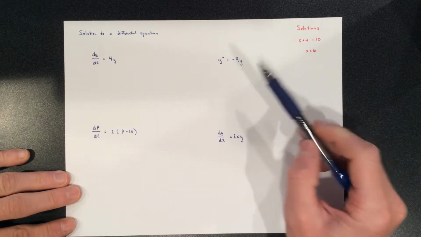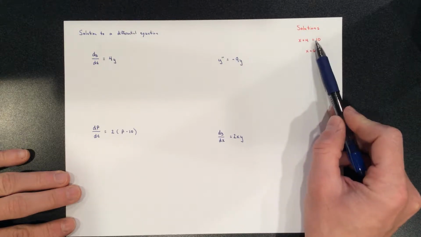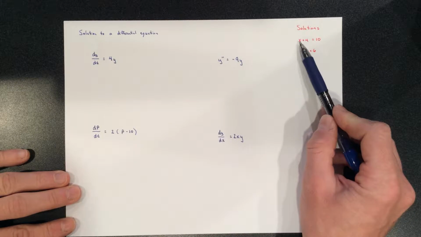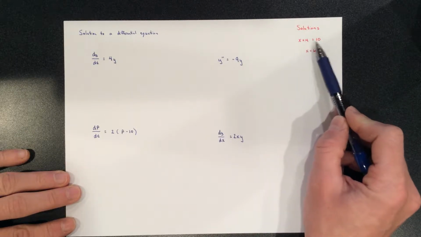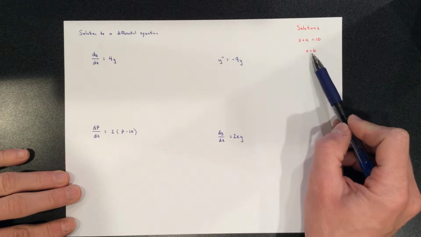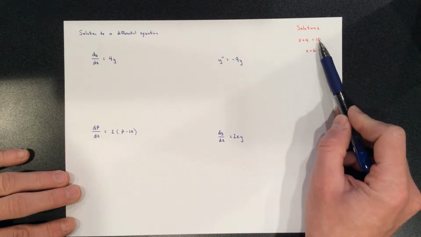Well, what does it mean to be a solution to this equation? It means that we found the x value that makes this a true statement, right? 6 plus 4 equals 10. This is actually the unique solution. This is the only solution to this equation.